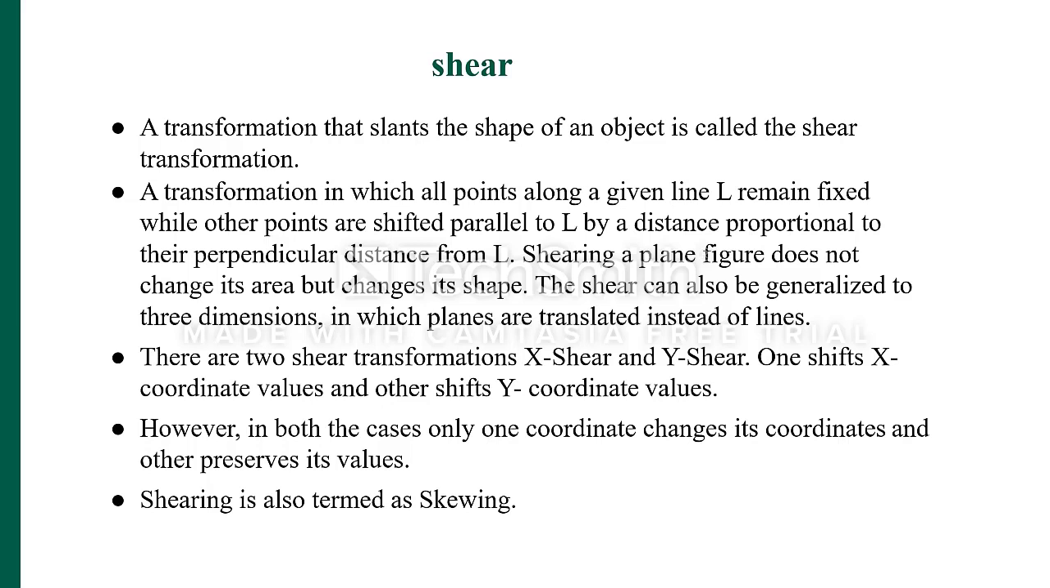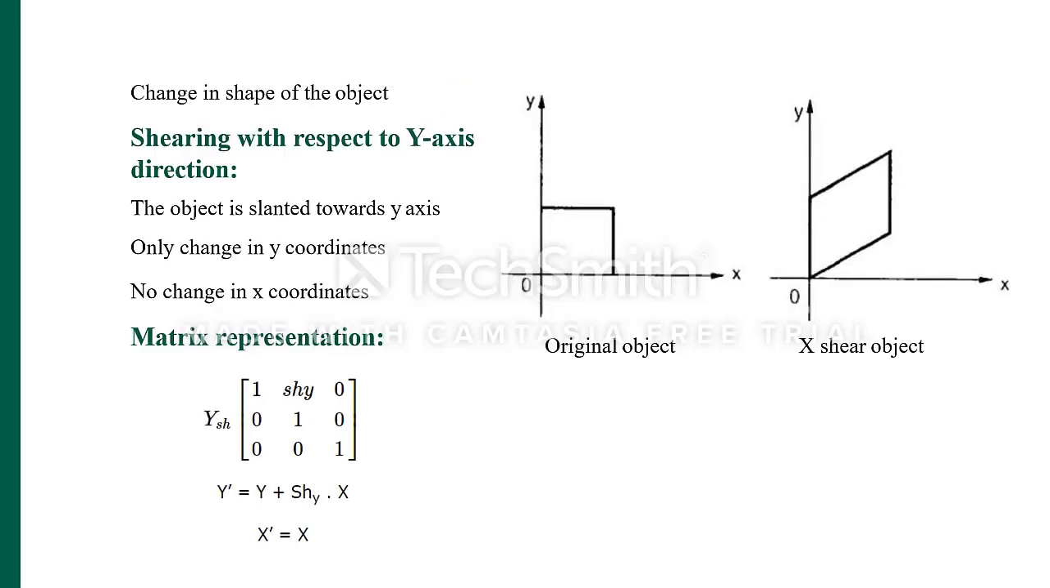It can occur in both the x-axis and y-axis. However, in both cases, only one coordinate changes, and the other values remain the same. This shearing is also termed as skewing. So here is the graphical representation of shearing with respect to the y-axis. If this is the original object, then we are trying to shear this with respect to the y-axis.